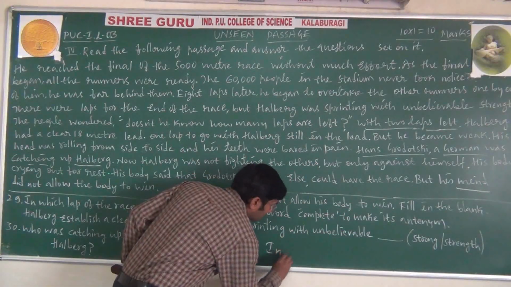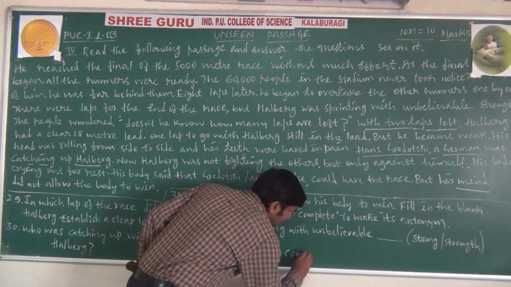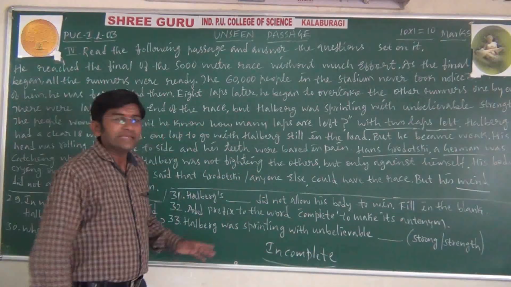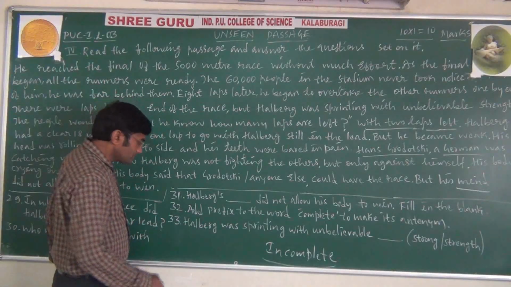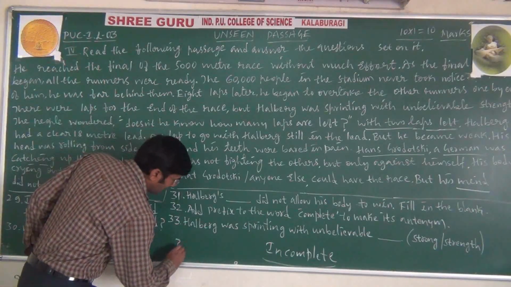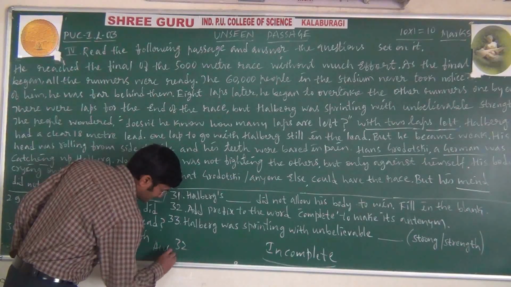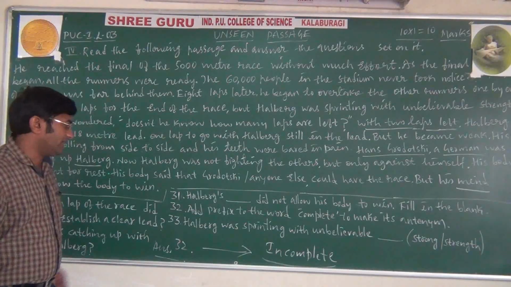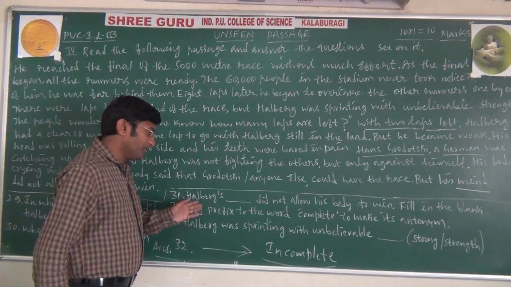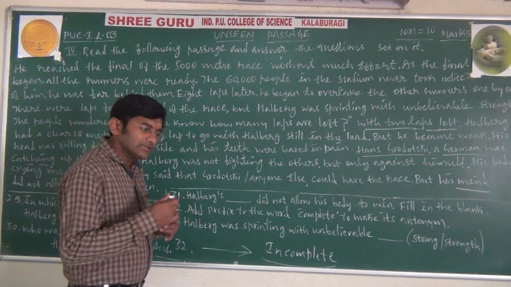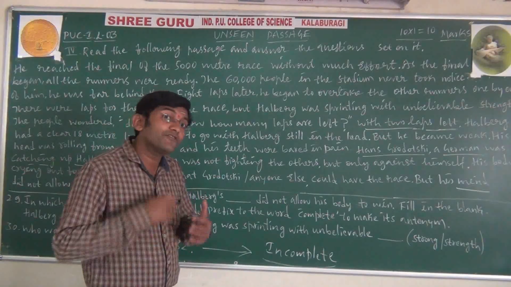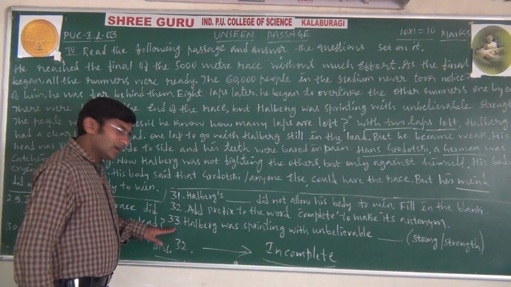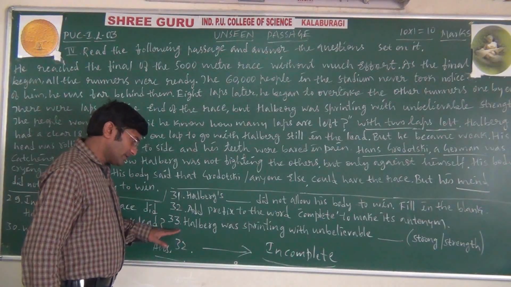Antonym of complete is incomplete. It is an easier one. Answer for the 32nd question. Prefix: adding some letters at the beginning of a word is called a prefix. Right. Well. Next. Now let us go to the 33rd question.